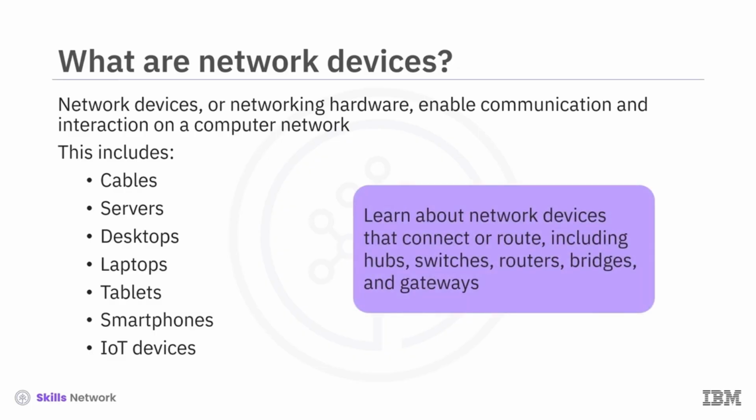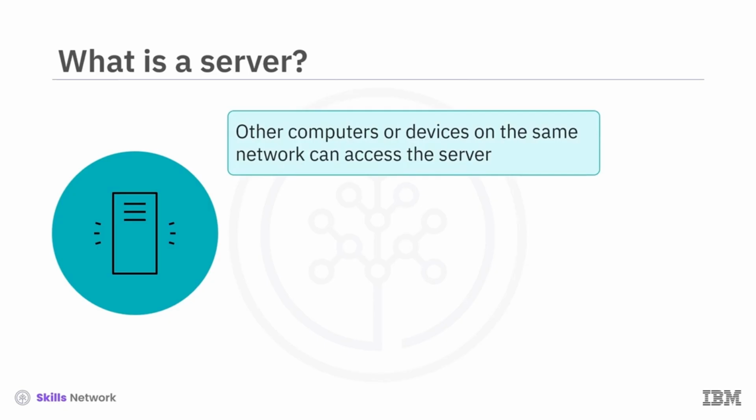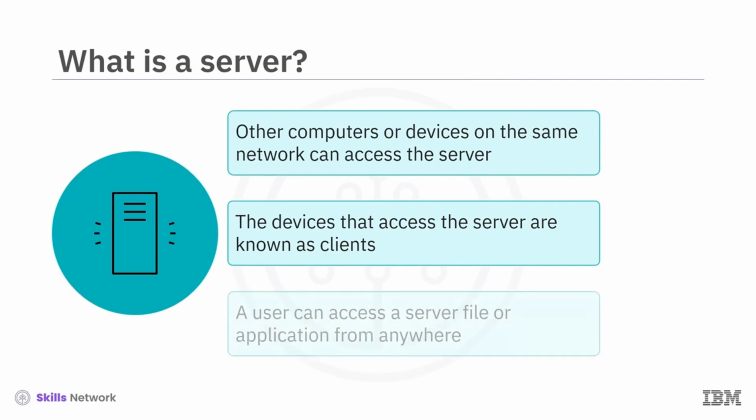This video covers network devices that connect or route, such as hubs, switches, routers, bridges, and gateways. A server is a powerful computer that stores files and applications. Other computers or devices on the same network can access the server as a central place to store information or use applications. The devices that access the server are known as clients. The server controls the level of access that clients have. A user can access a server file or application from anywhere if they use a client that is connected to the server's network and has the proper level of access, usually password-based.